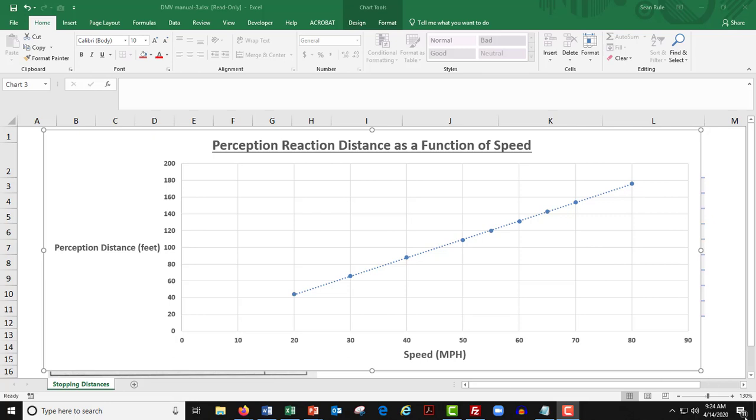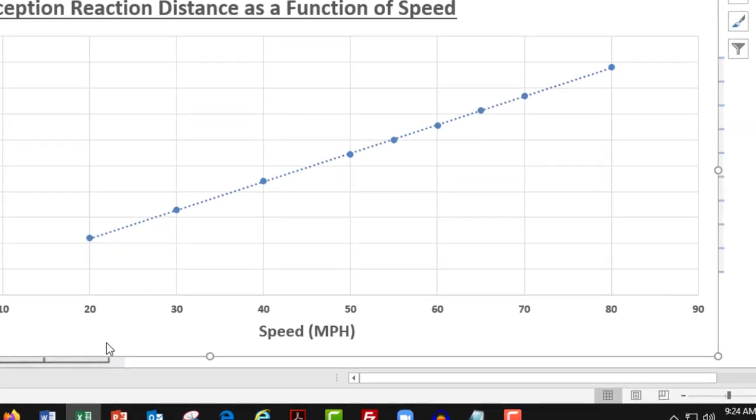Okay, everybody, so now we've got a nice visual representation of the speed of the vehicle and how many feet it takes before your brain realizes you have to stop. So the number of feet from the time your foot leaves the gas pedal and covers the brake pedal. And what's cool about this relationship, this correlation, if you will, is its linearity. The linearity makes sense. This is all based on a 1.5 second perception time.